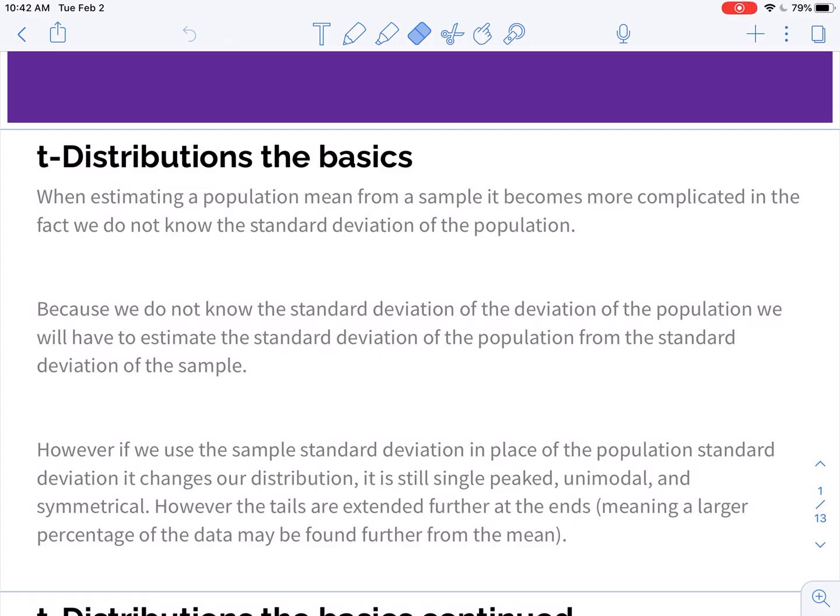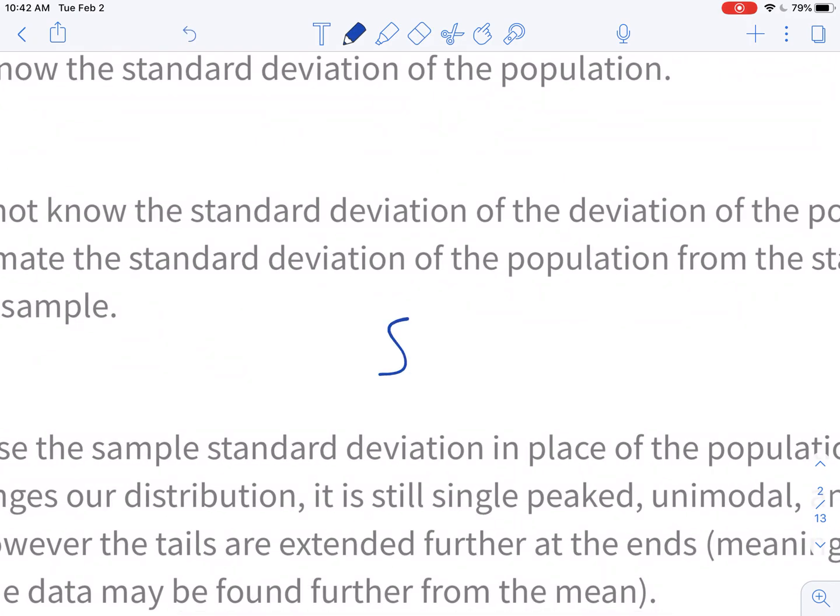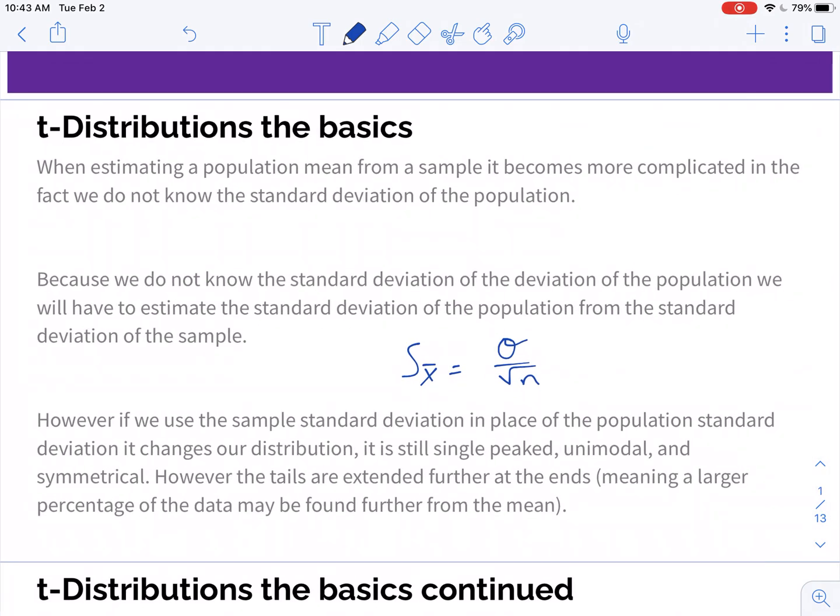Well, we're going to use the standard deviation of our sample, and place it into the formula for the standard deviation of a sampling distribution. When we looked at those formulas, we said that the standard deviation of the x mean was the standard deviation of the population over the square root of n, or the size of your sample.